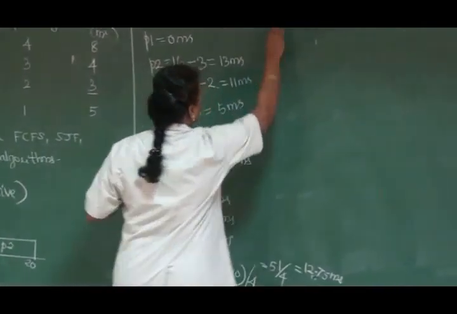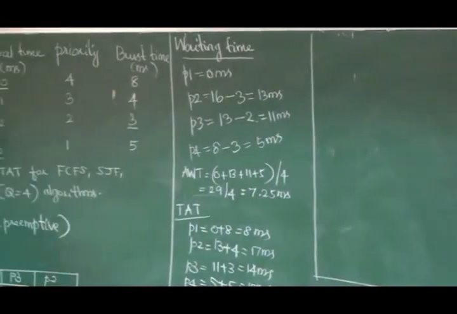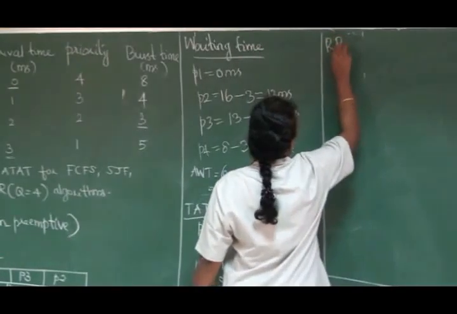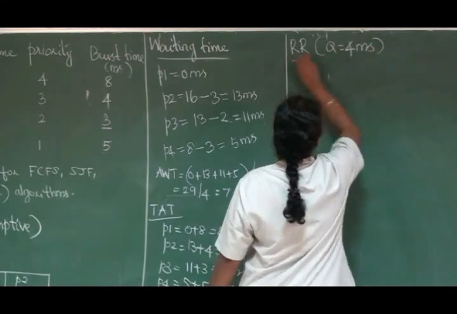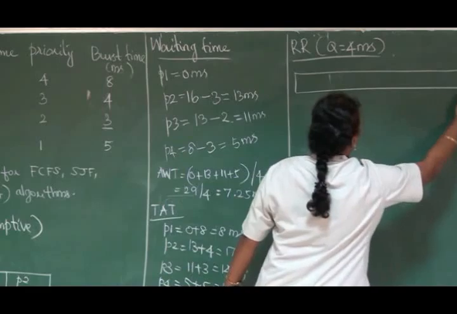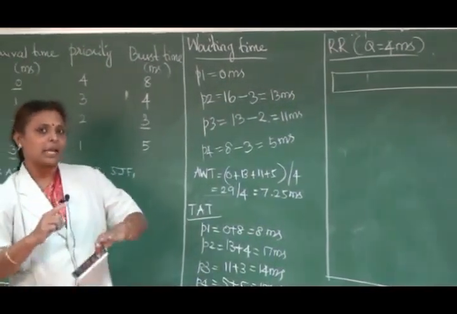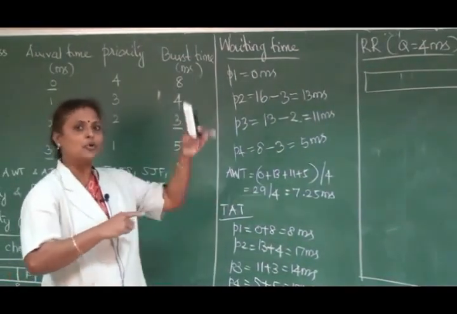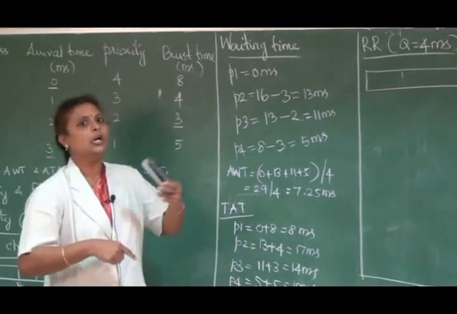So now we will calculate waiting time and average waiting time for round robin scheduling. So round robin, here the time quantum given is 4 milliseconds. So now draw the Gantt chart. So here the thing is, all the processes can be executed only for 4 milliseconds. If its burst time is exceeding, then that process will be moved to the tail of the ready queue and it will get the CPU after some time.